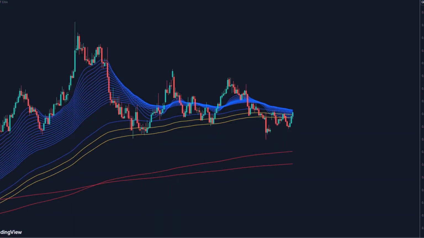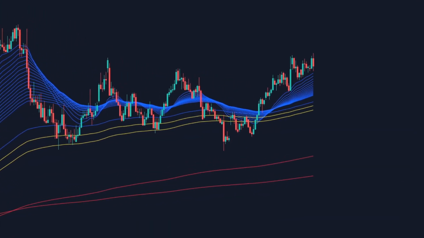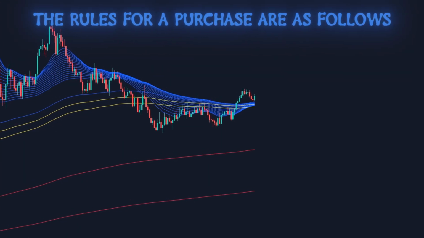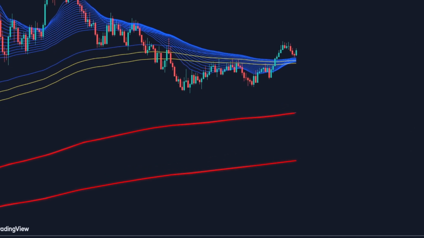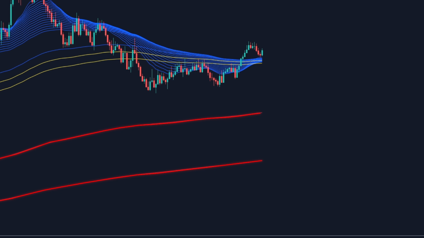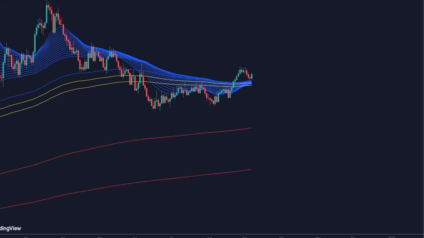An entry signal is generated when all the blue moving averages cross each other completely, but these signals must be supported by the other averages they indicate. The rules for a buy are as follows. First, the price must be above the two red moving averages, that is, the 500 and 900 periods, and these must be pointing up. This confirms a long-term bullish trend.